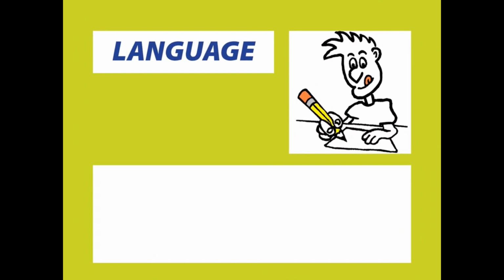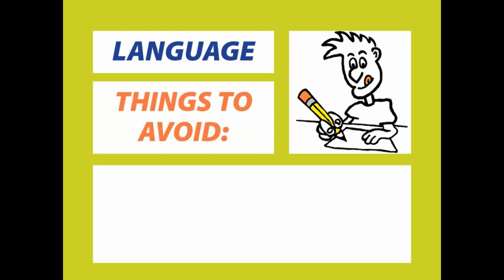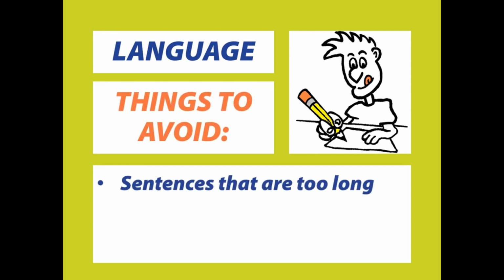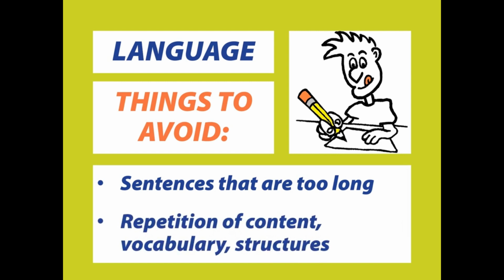On the last point, language, you have to strike a balance between writing what you know to be accurate and using more adventurous vocabulary, structures and idioms that you might make mistakes with. Where language is concerned, there are a couple of things I would advise you to avoid. The first is very long sentences. The longer the sentence, the more likely it is going to contain structural errors or sound clumsy. So keep in mind that idea of 20 words or so as a maximum length. And the second thing to avoid is repetition. That applies to content, vocabulary and structures.